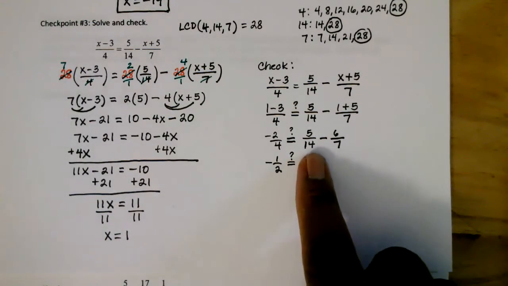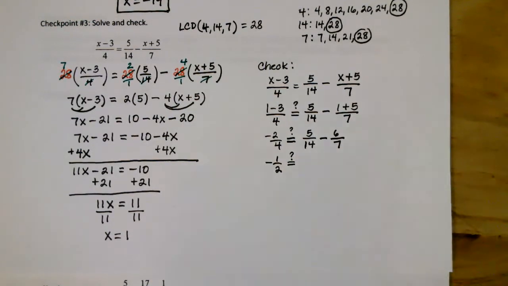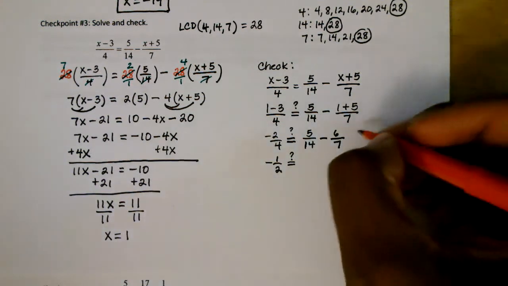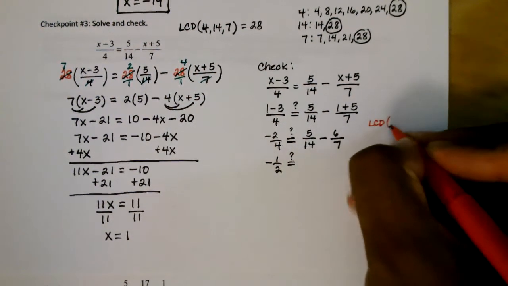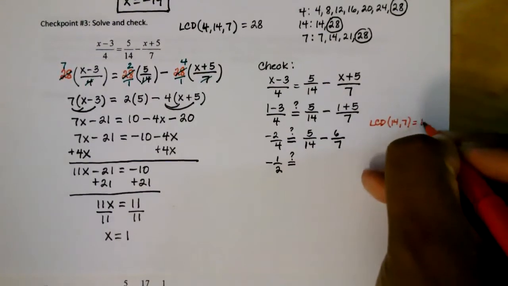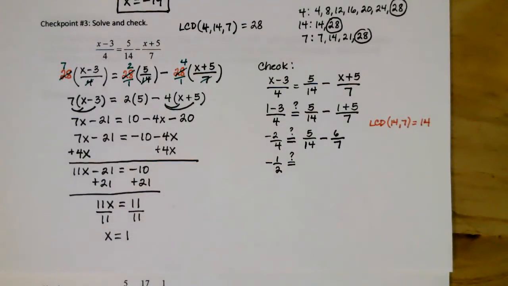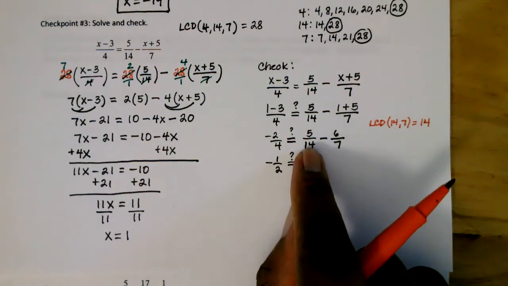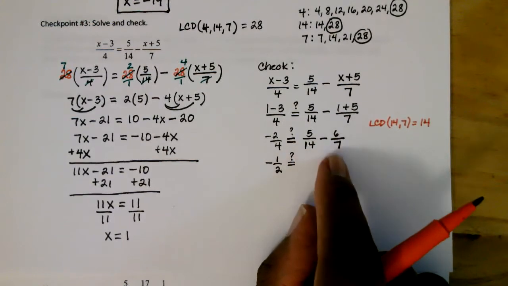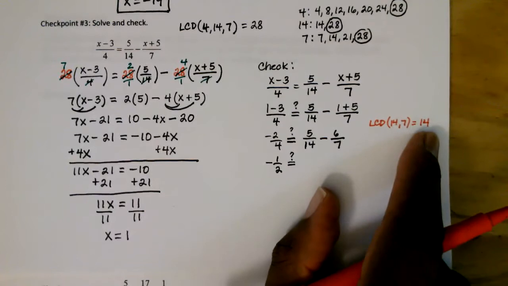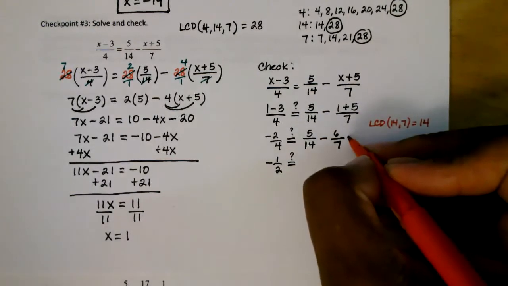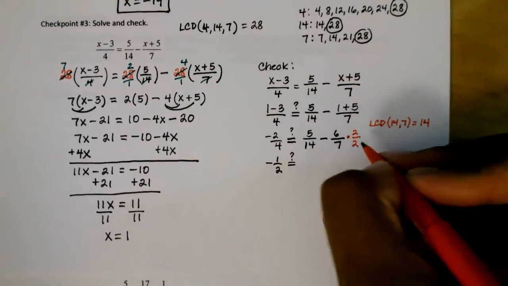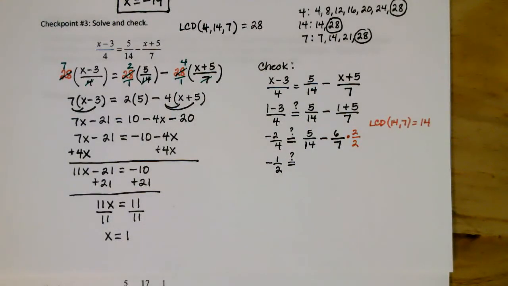I need a common denominator for 14 and 7, which is 14, because I know 14 is divisible by 7. And I've already got the 14 right here for 5/14. But if I want to make 6/7 an equivalent fraction with a denominator of 14, I need to multiply the numerator and the denominator by 2, because I know 7 goes into 14 2 times. So that's why I'm multiplying the numerator and the denominator by 2.